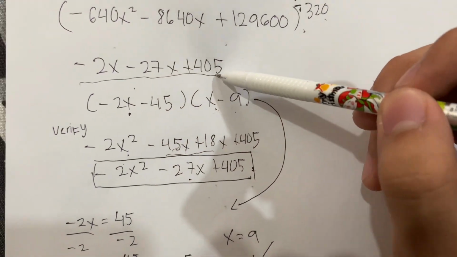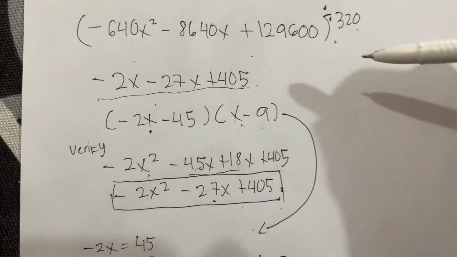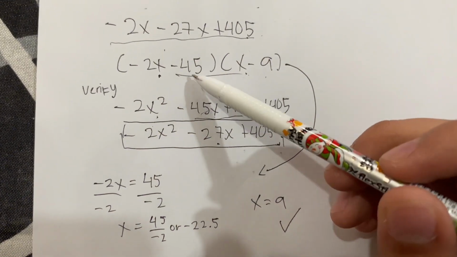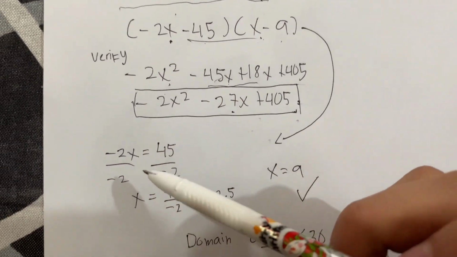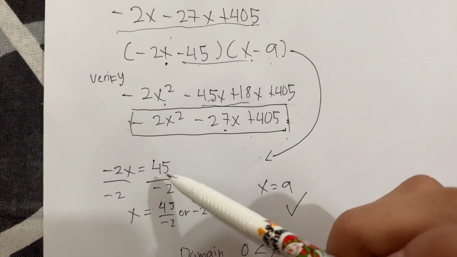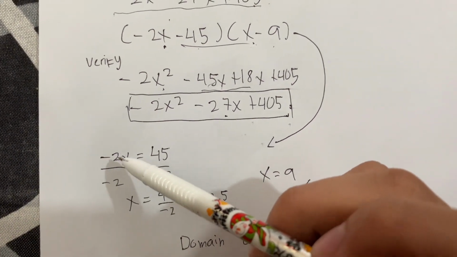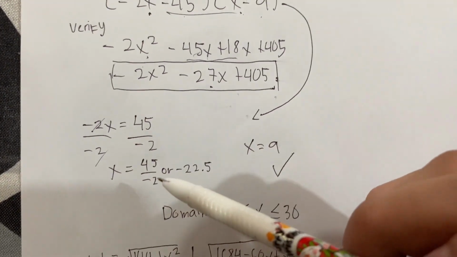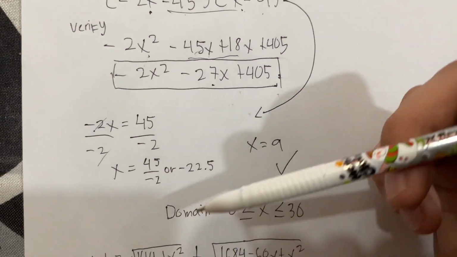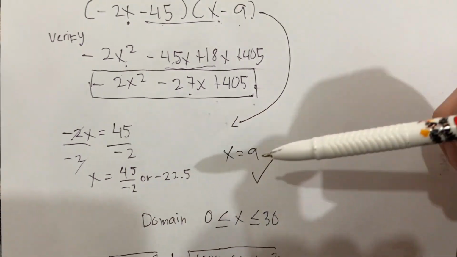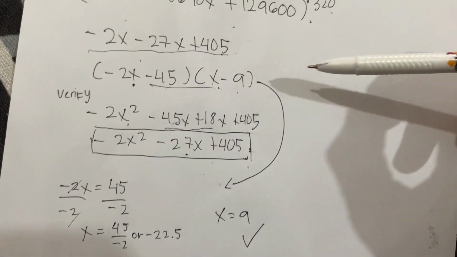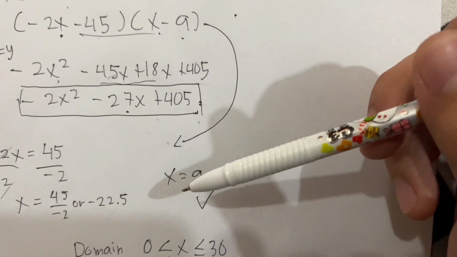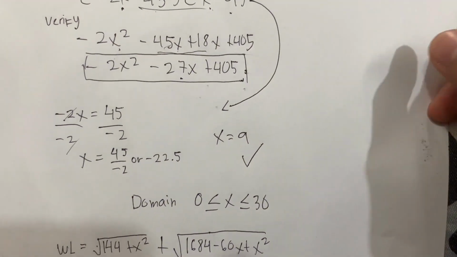So it is correct. Now back to our factored form. We're going to transpose negative 45 to the other side to get an x. So negative 2x equals 45, and then divide both sides by negative 2 to cancel this out. And then our x equals 45 over negative 2, or negative 22.5. And then for x minus 9, we transpose 9 to the other side, so we have a positive 9, so x equals 9.